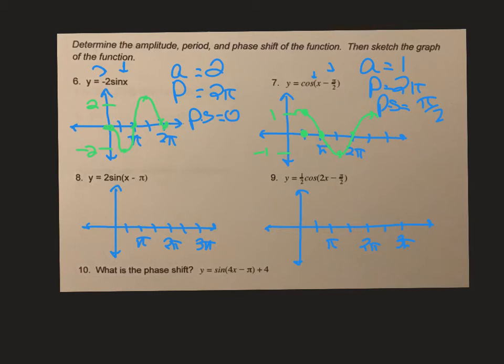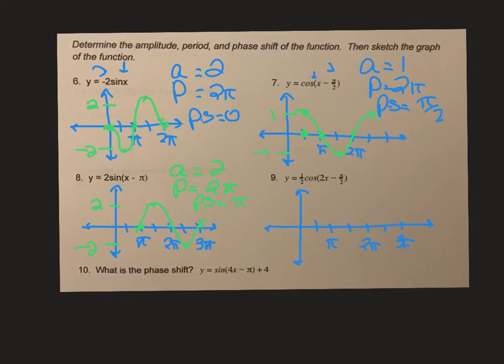Number 8, same deal. Amplitude, number in the front, 2. Period, 2 pi divided by what's in front of the x, which in this case is 1. It's just 2 pi. The phase shift is going to be pi, and it's sine. I'm going to put a 2 here and negative 2 because that's the amplitude. Start my graph at pi. Sine goes up, down, up. So it looks just like that. All there is to it.